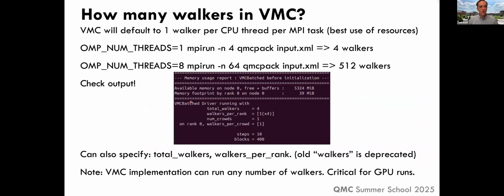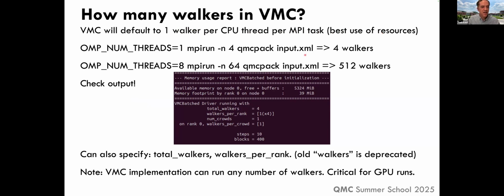Now, one area we've had a number of questions is, how many walkers you have both in variational Monte Carlo and diffusion Monte Carlo. So in variational Monte Carlo, we attempt to pick optimum defaults if you don't give the code any other instructions. So how many do we have? Well, by default, we'll put one walker per CPU thread and per MPI task. And provided you don't put more threads than you have CPU cores, this will give the highest throughput and the best use of resources.